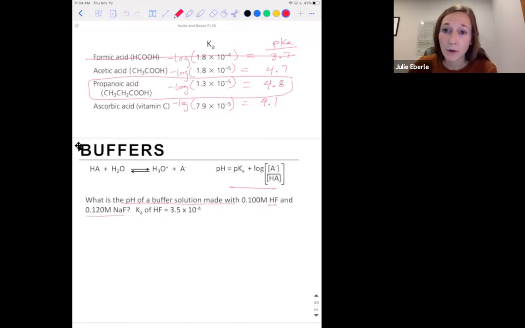These are buffer components. Now, I have not told you which one's the weak acid and which one's the conjugate base, but I bet you could figure it out. Well, this is a dead giveaway. The Ka of HF, we don't have Ka values for conjugate base. The Ka values belong to the weak acid. So this right here is the weak acid. NaF, which is essentially going to break up into Na plus and F minus. Well, it's this F minus portion that's the conjugate base, right? Because it's HF minus the hydrogen ion.